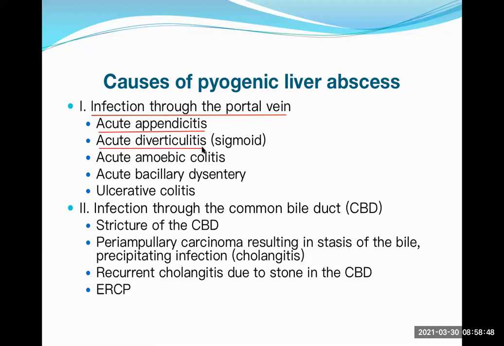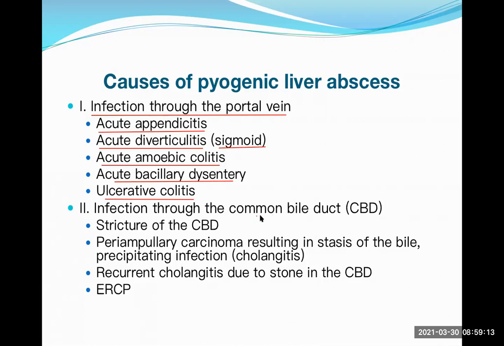Acute diverticulitis. Diverticula are very common to form in the sigmoid colon, especially in older people. When they are inflamed, we call it diverticulitis. So they can also reach there. Acute amebic colitis, acute bacillary dysentery, and even ulcerative colitis. All of these are some of the causes.